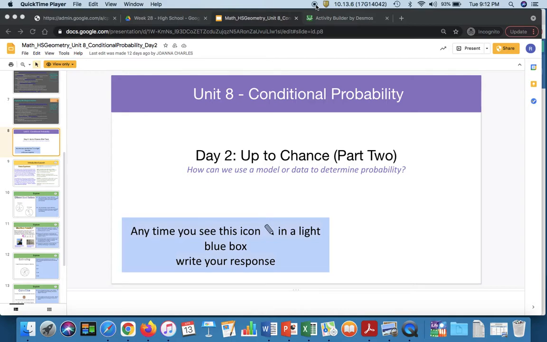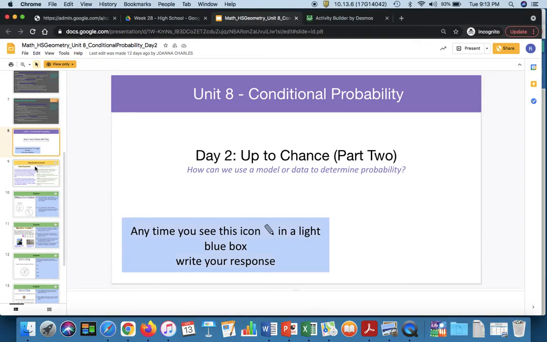Hi, this is Roman, and today I'm going to discuss strategies to introduce conditional probability. We're going over Unit 8, Day 2 on Up to Chance Part 2, and our focus question here is going to be how can we use a model or data to determine probability.